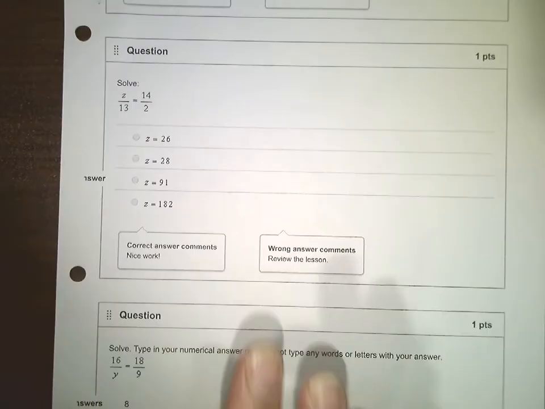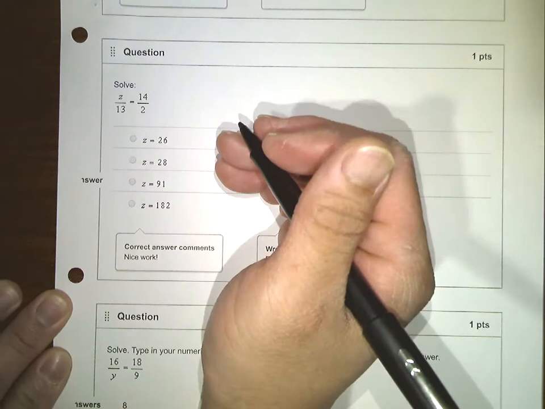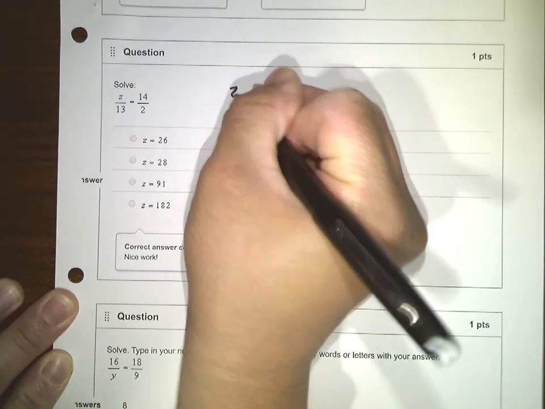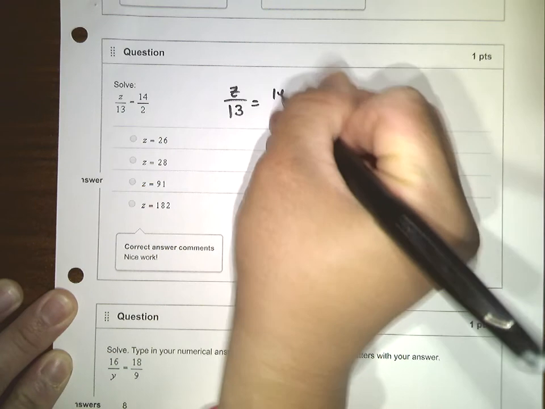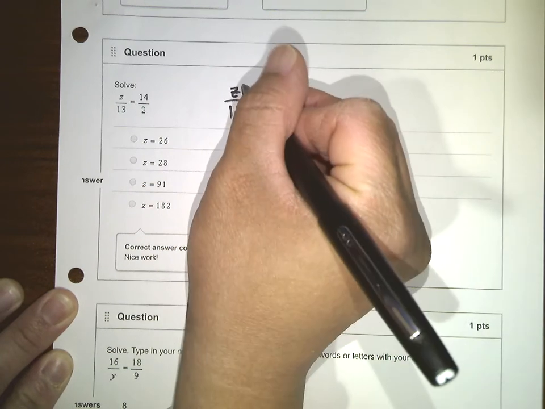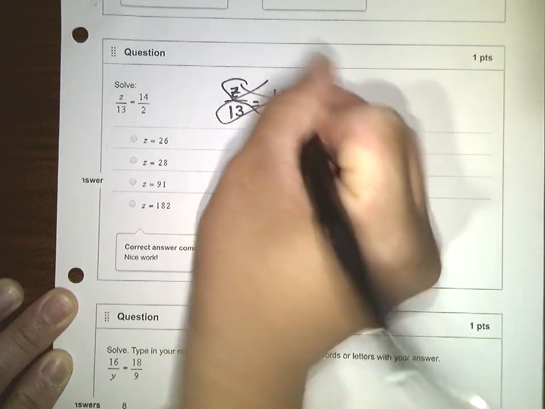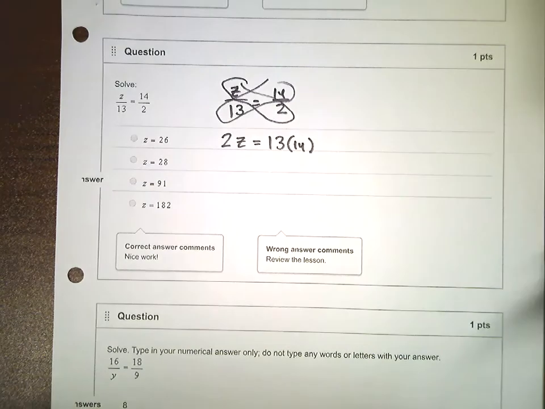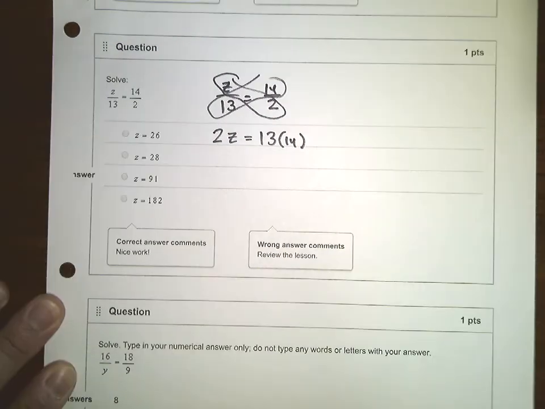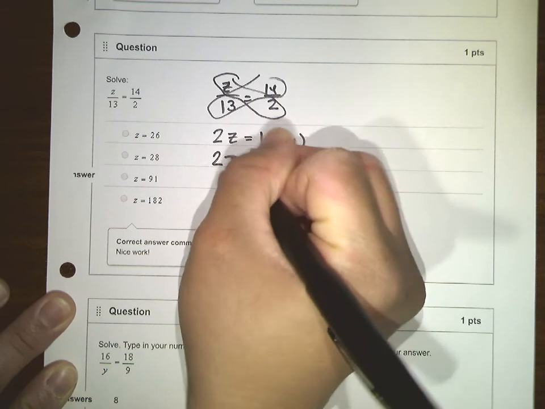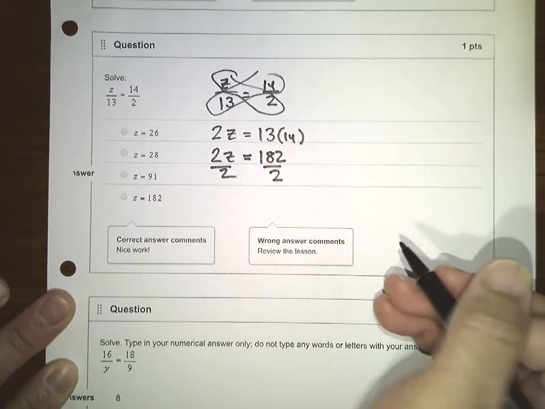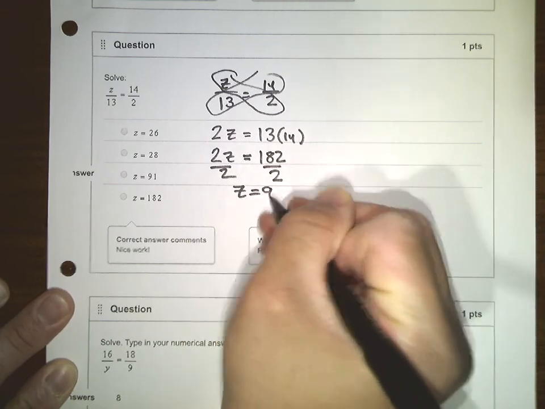All right, so now let's try another one here. Let's solve z over 13 is equal to 14 over 2. So again, one way to solve this would be to go ahead and cross multiply. So 2 times z is 13 times 14. Well, that is 2z is equal to 182. Then I'll divide by 2 on each side, and that gives me z is equal to 91.